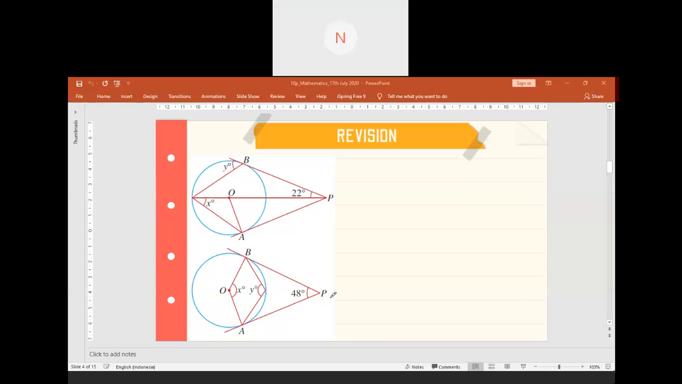Is BP a tangent line? Yes. Is OB a radius on the circle? Yes. So is the angle at B 90 degrees or not? Yes, it will be 90 degrees.